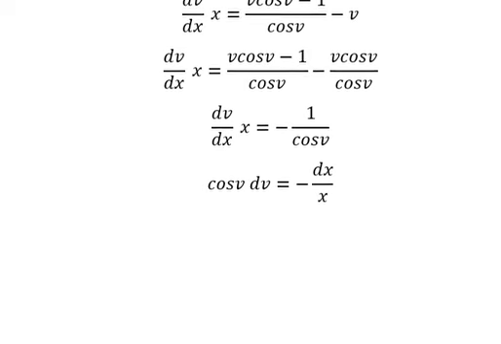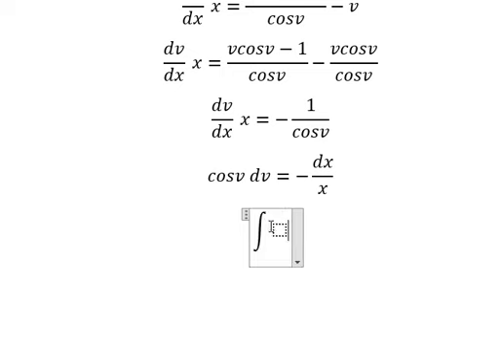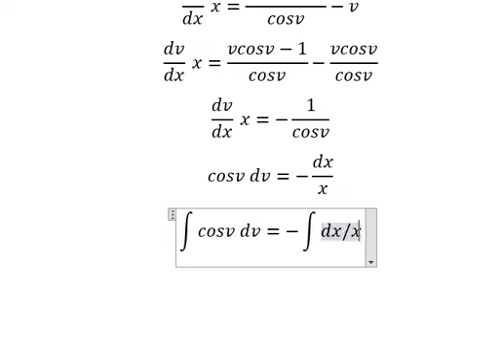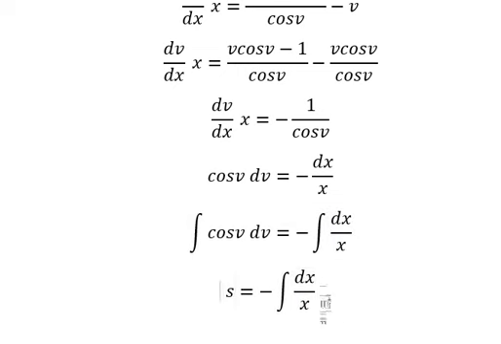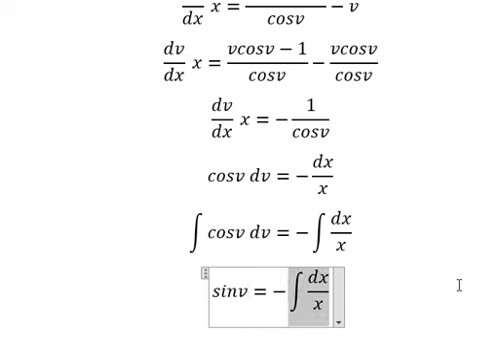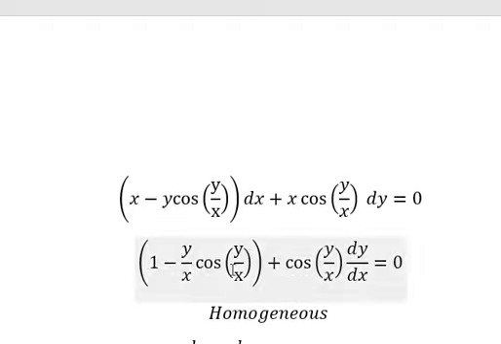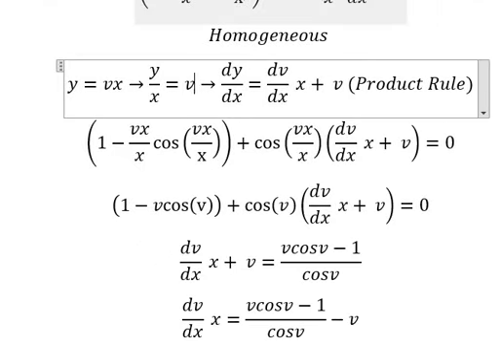Next, we put the integration on both sides. The integration of this one is about sine v. This one we have Ln of the absolute value of x, and I will put plus c. About v, that is about this one. So we need to divide both sides by x. And now we need to change v into this one.